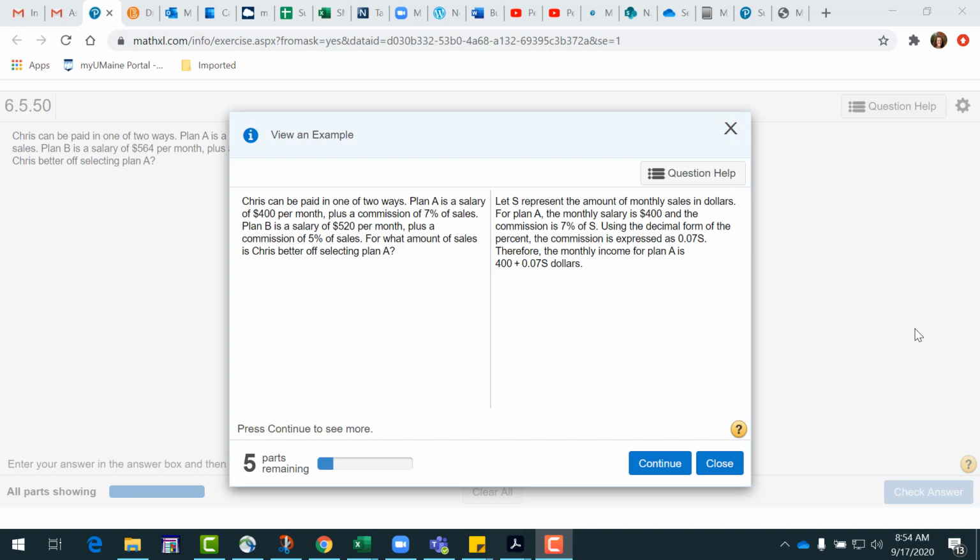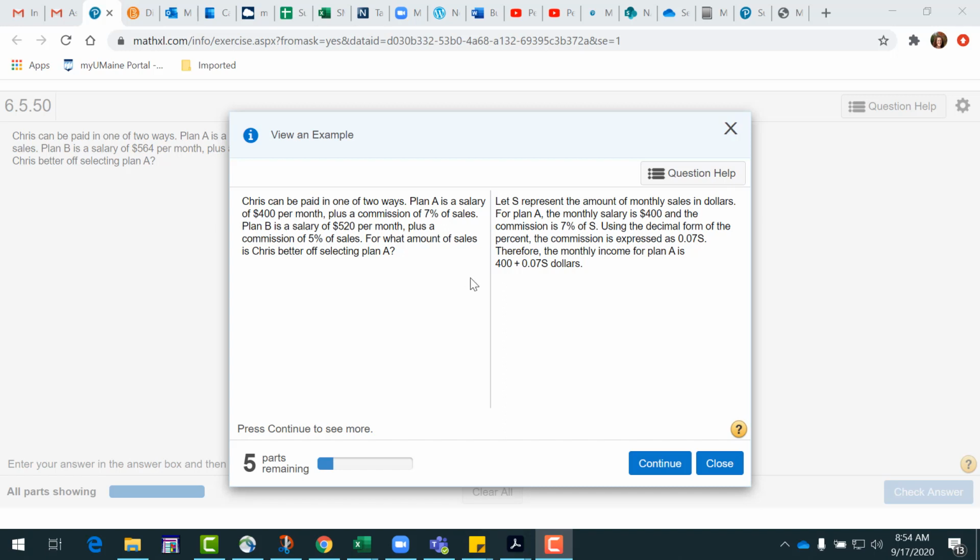So first of all, this particular employee, Chris, can be paid one of two ways. He either has a flat salary of 400 plus 7% of sales, or a flat salary of 520 plus 5% of sales. And we want to know for which amount he's better off picking the first one. That is going to be basically the premise for why plan A is greater than, like, I make more money than plan B.